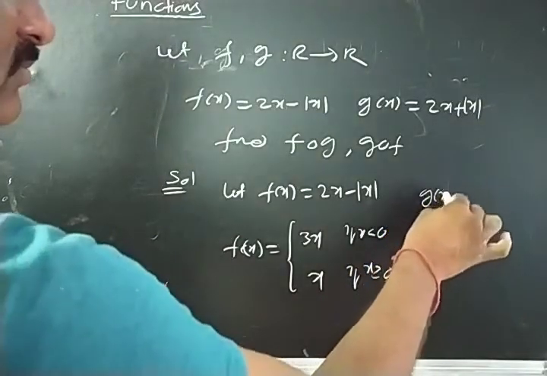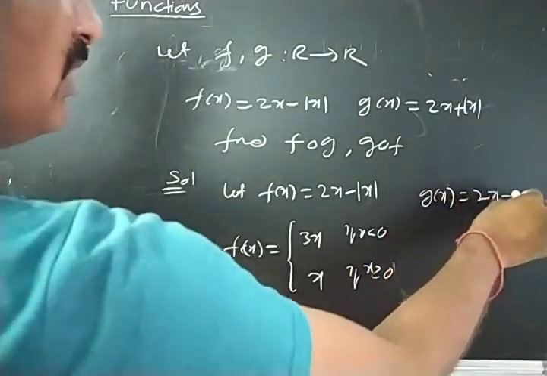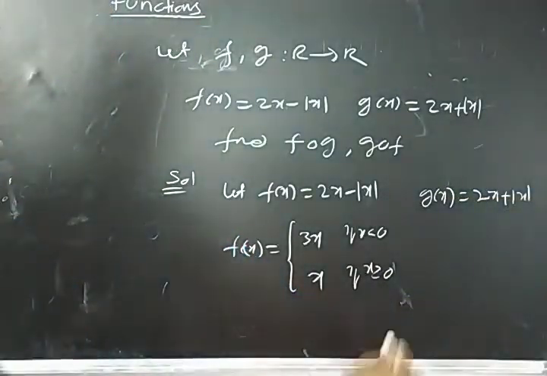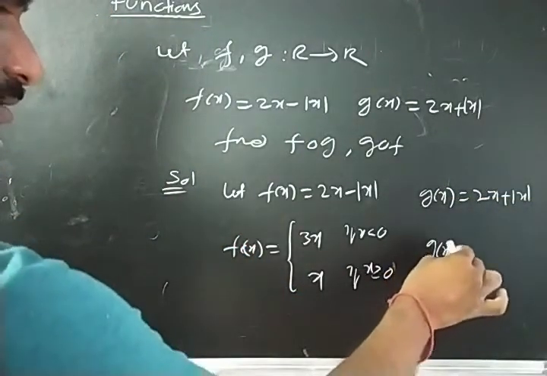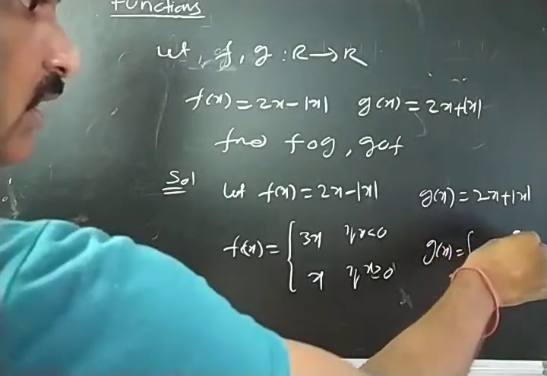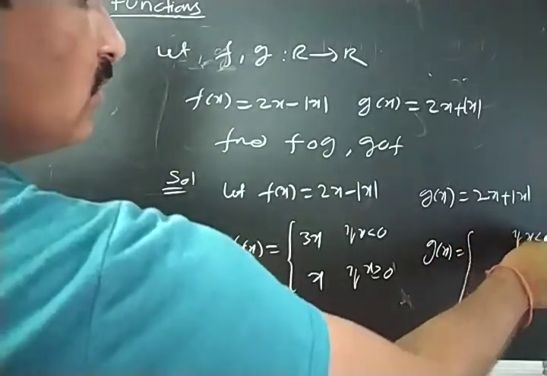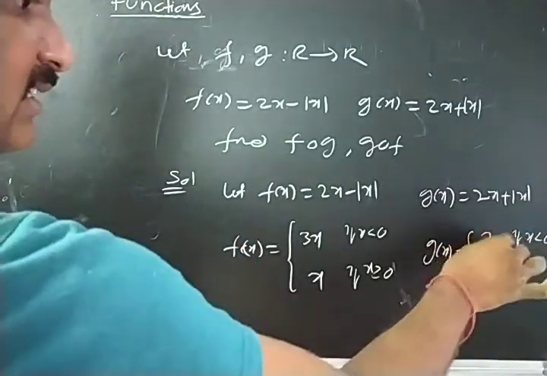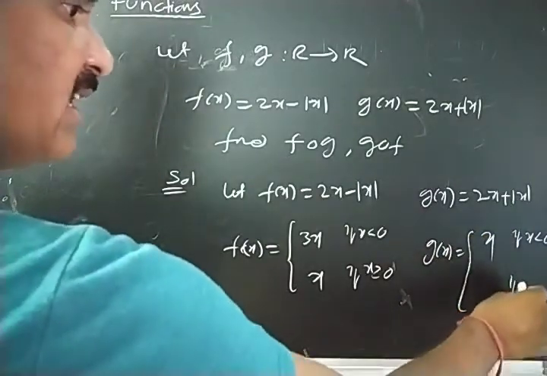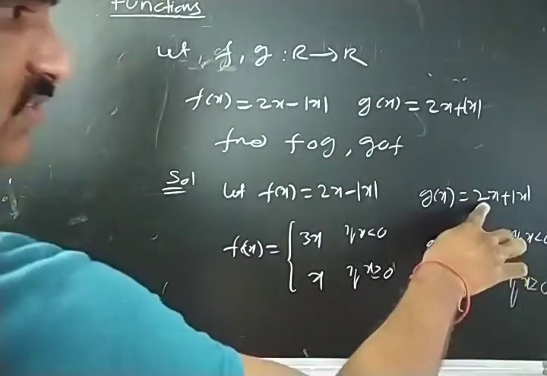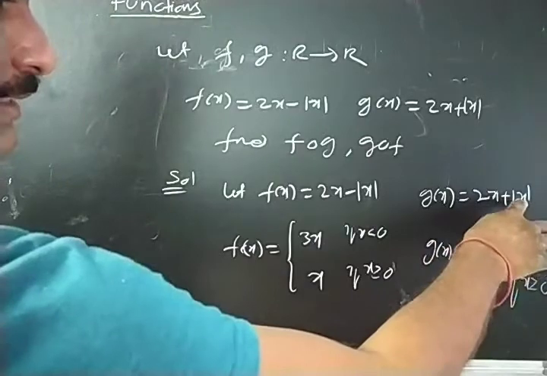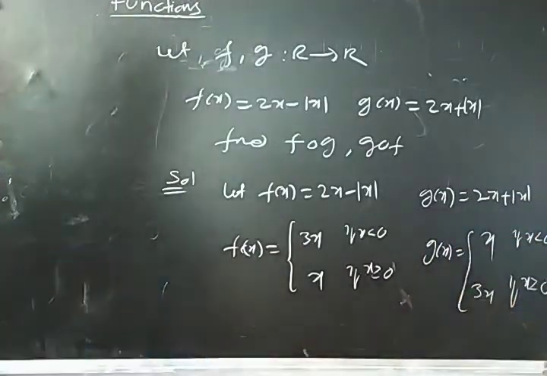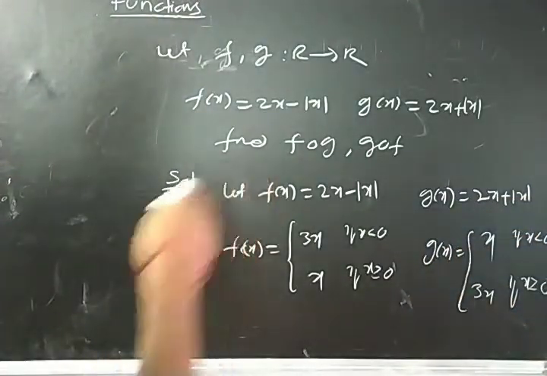Similarly, for g of x we have 2x plus mod x. Now I am defining g of x. If x is less than 0, what will happen? Minus x, 2x minus x, x. If x is greater than or equal to 0, then this will be 2x plus x, 3x. Understood? Now I am going to find f circle g.